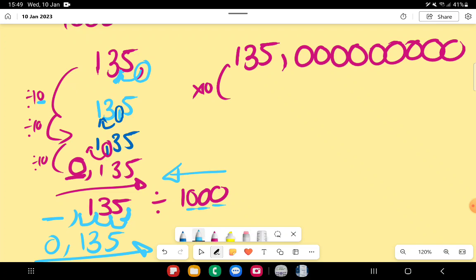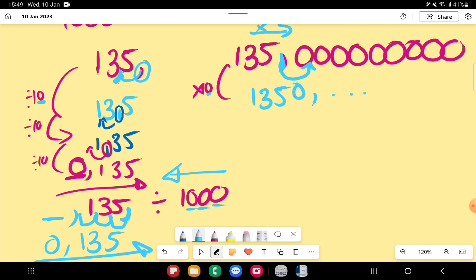So what's going to happen is I'm multiplying by 10. This comma must move to the right because I'm multiplying. And it's going to move one digit to the right. So 1, 0. There we go. So this then becomes 1350, comma, dot, dot, dot.